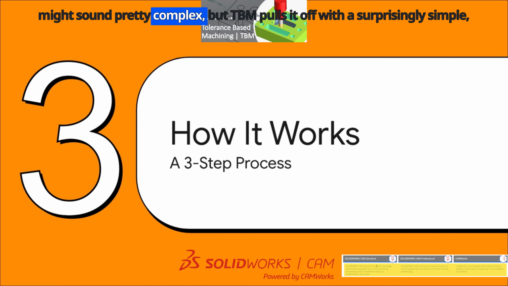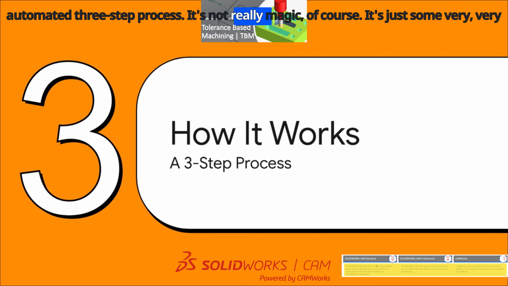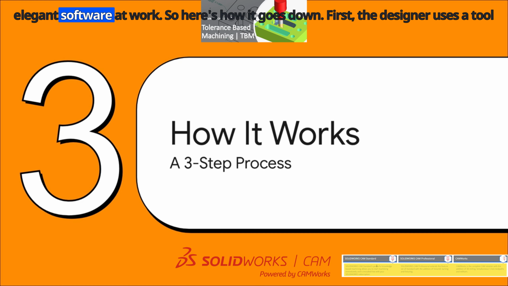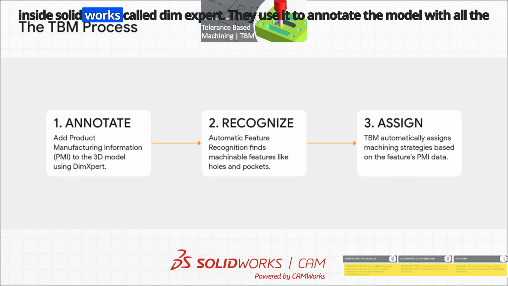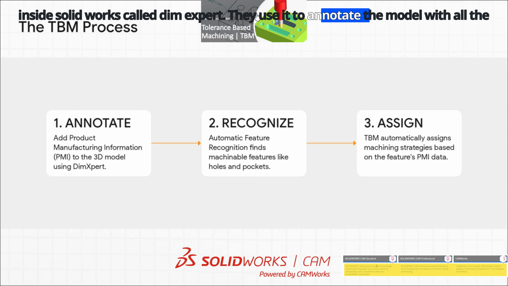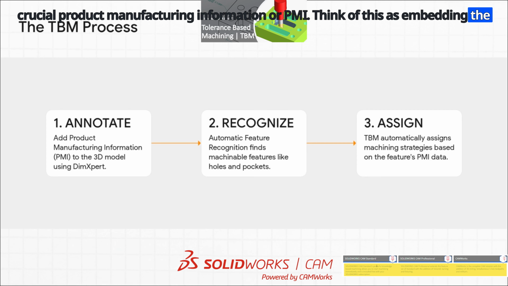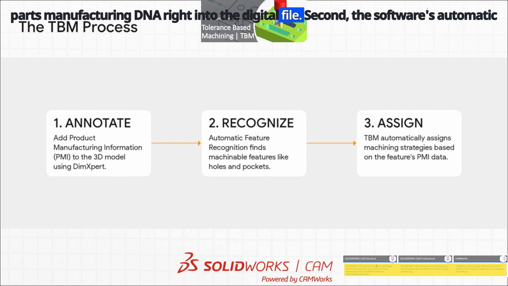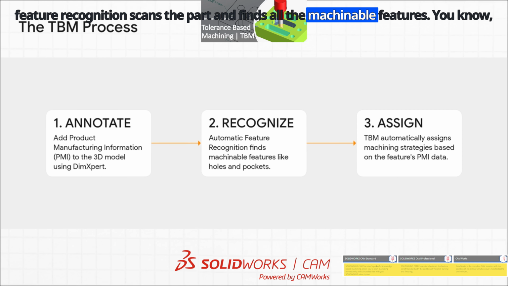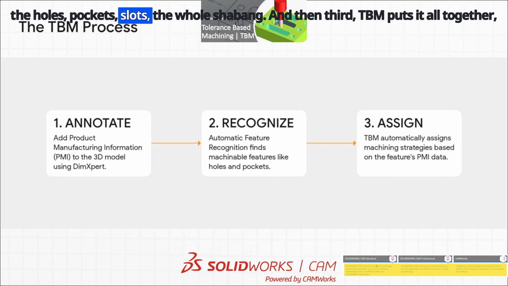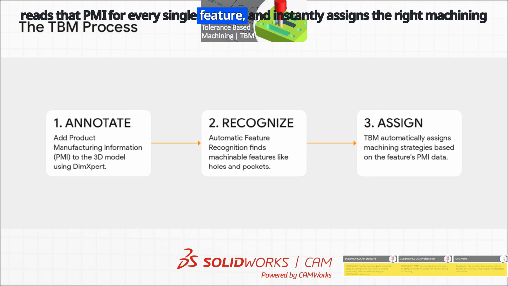So you're probably wondering, how does this actually work? It might sound pretty complex, but TBM pulls it off with a surprisingly simple, automated three-step process. It's not really magic, of course. It's just some very, very elegant software at work. So here's how it goes down. First, the designer uses a tool inside SOLIDWORKS called DimExpert. They use it to annotate the model with all the crucial product manufacturing information, or PMI. Think of this as embedding the part's manufacturing DNA right into the digital file. Second, the software's automatic feature recognition scans the part and finds all the machinable features, the holes, pockets, slots, the whole shebang.